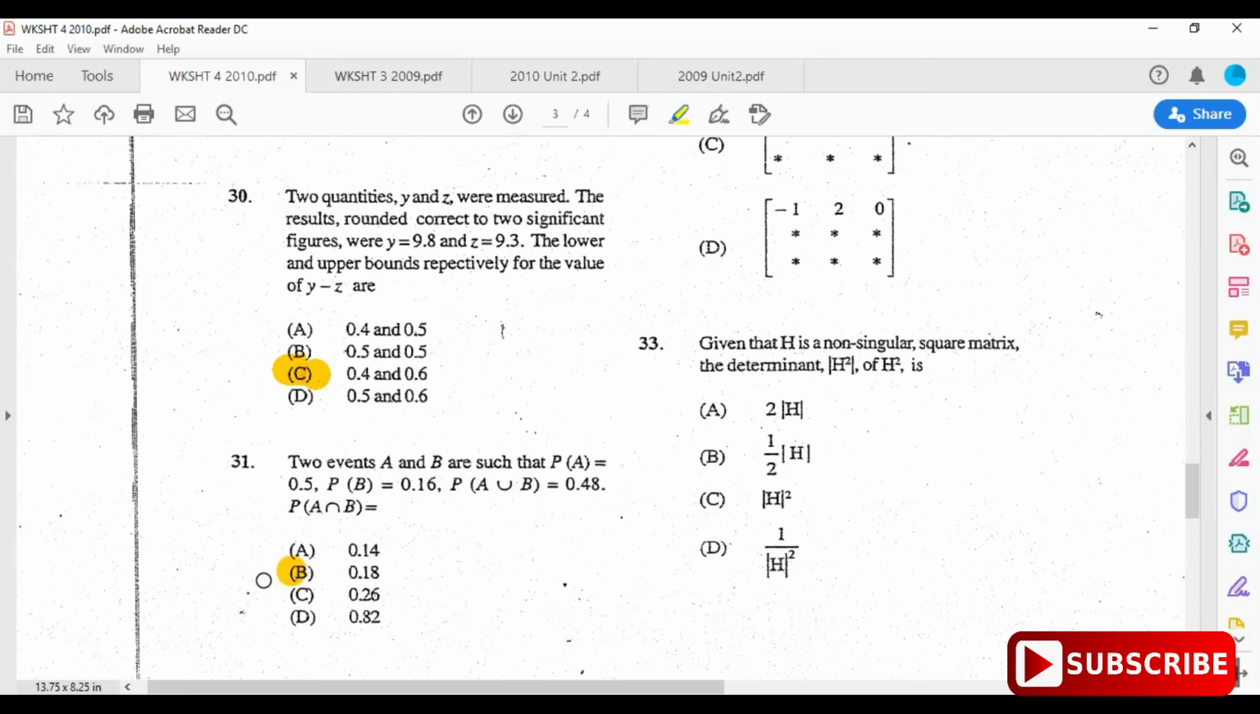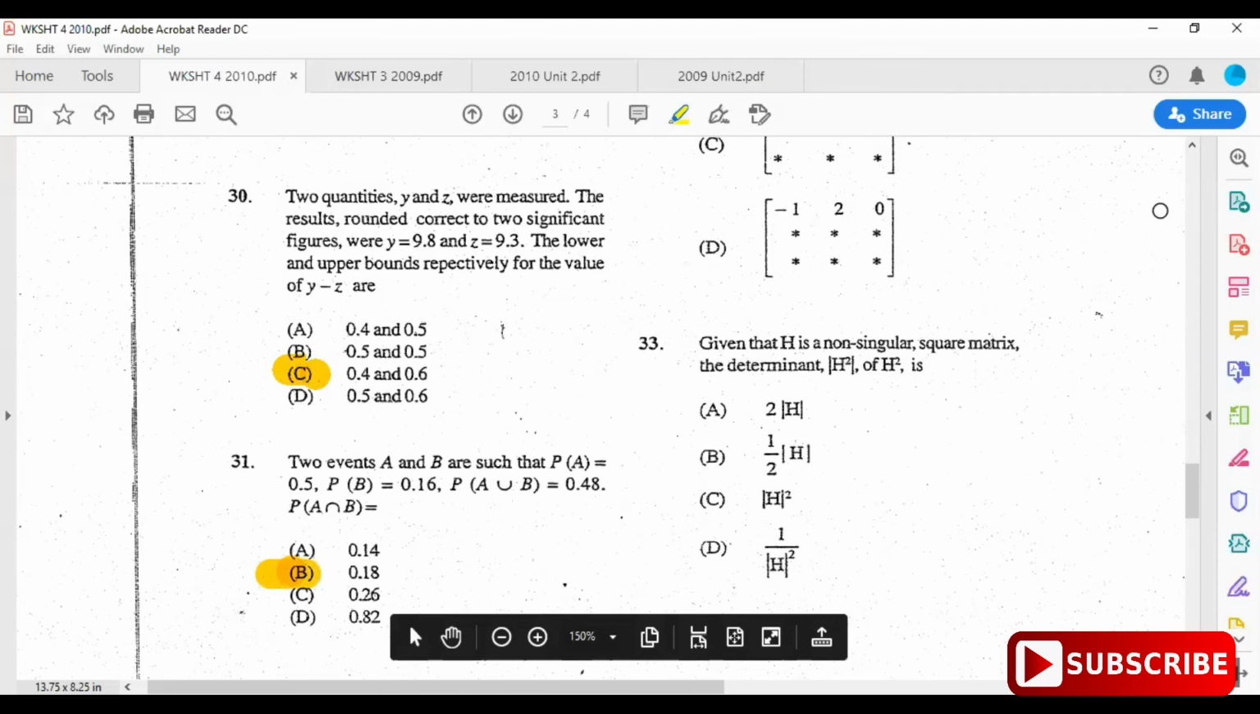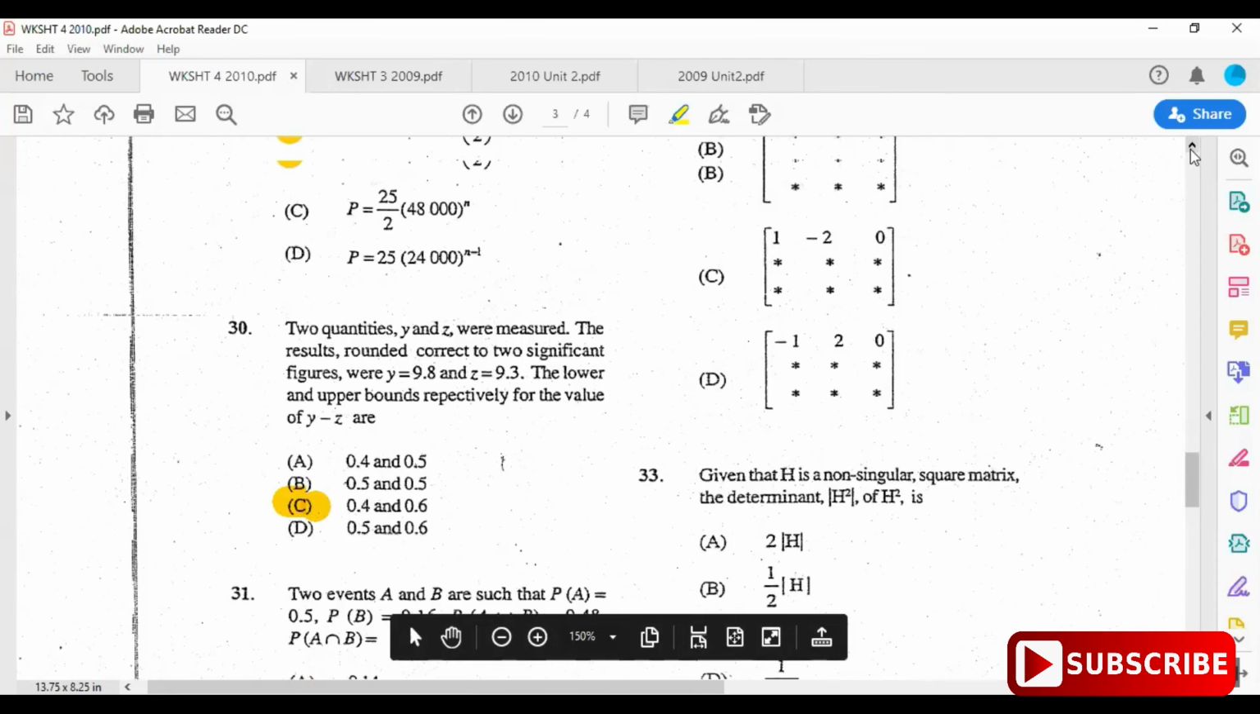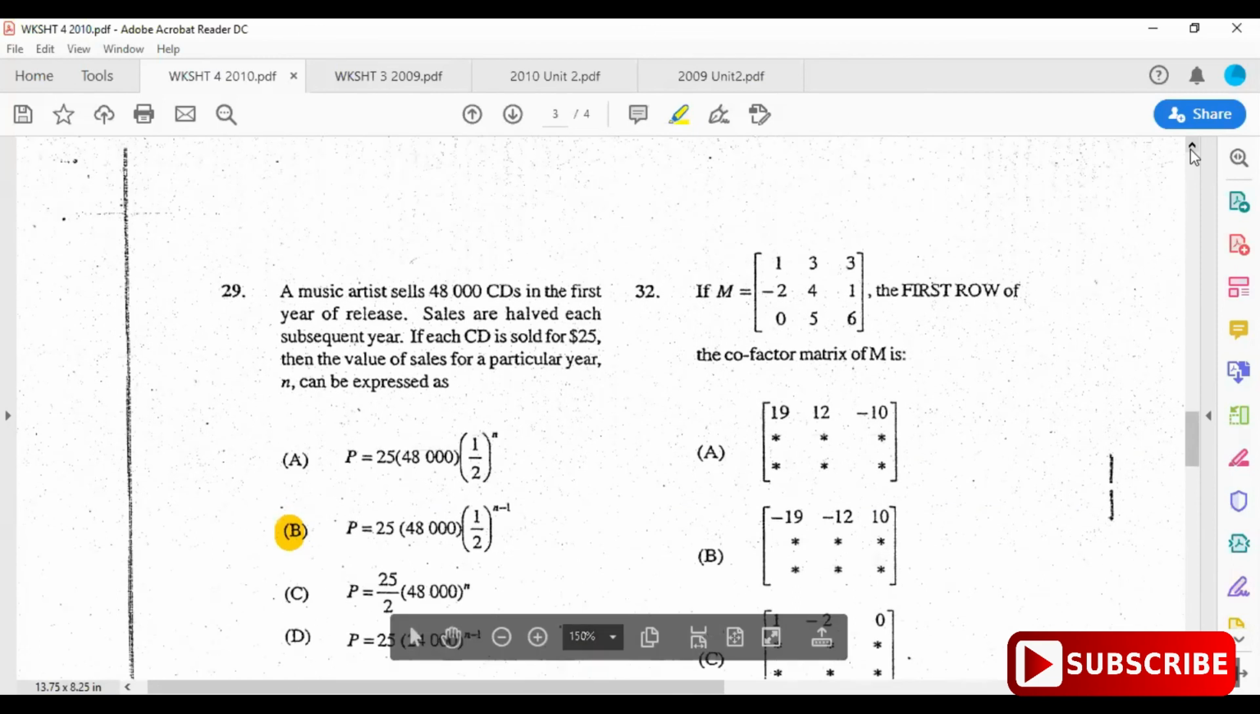The only topic we love is probability. That simple formula, right? Yes, sir. Easy. Simple thing. All right, let's look at this question now.